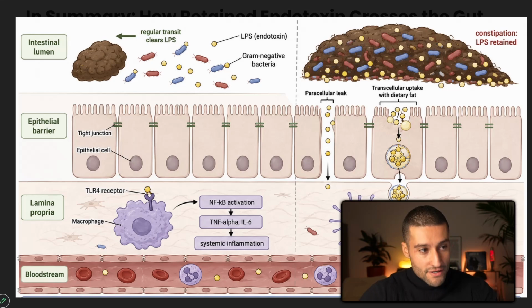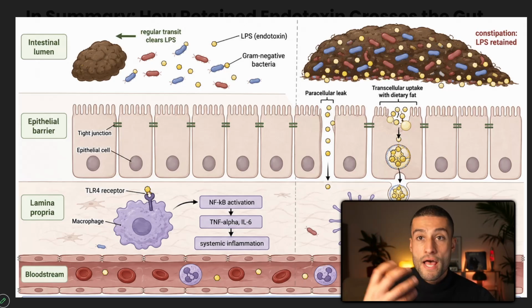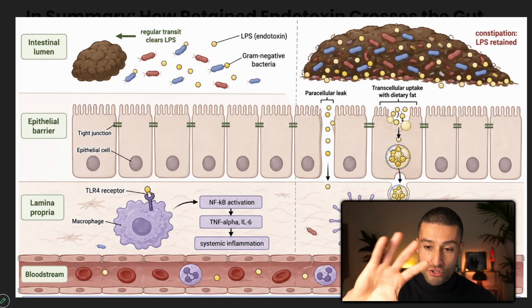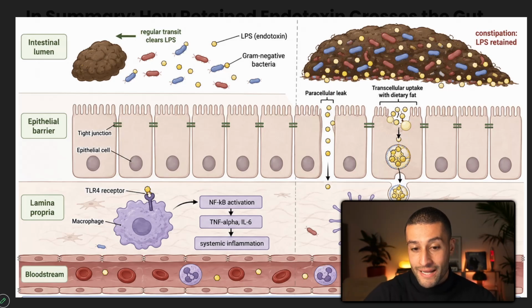So then we get into the lamina propria. That's where we're having more of this immune reaction. We're having macrophages, which are a big immune cell. And then, remember that master inflammation switch, NF-kappa B activation, TNF-alpha, IL-6. These are just immune triggers that you should be aware of. The output is inflammation, but underneath that are those inflammatory cytokines.